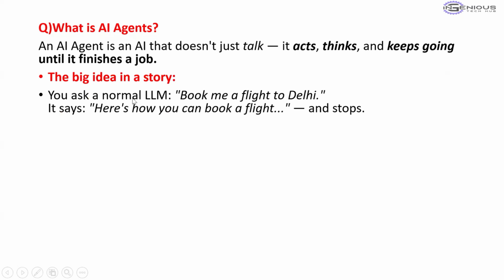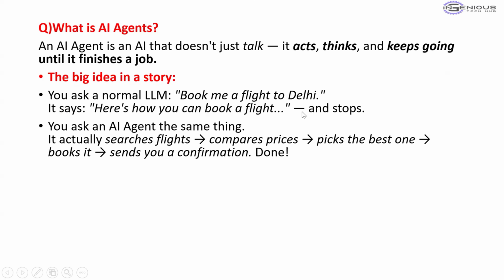Suppose you ask a normal question to ChatGPT, like book a flight to Delhi. It says, okay, here you can book a flight, and stops. That's it. But if you ask the same thing to an AI agent, what will it do? It actually searches the flights, compares the prices, picks the best one, books it, and sends you a confirmation. Done. Your job is completed end to end using the AI agent.